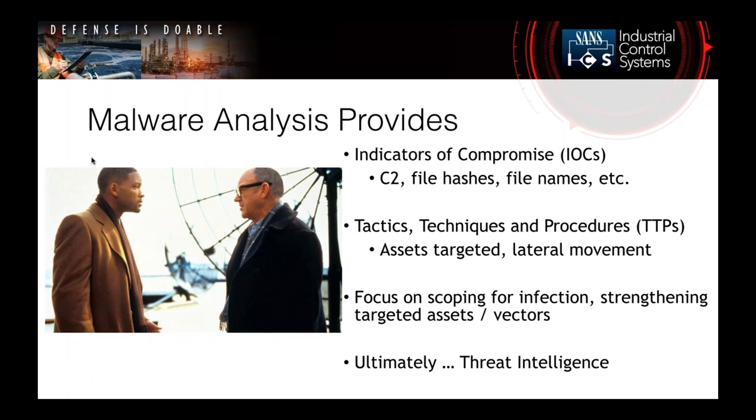Well, it's going to give you things that we talked about with regards to threat intelligence, your indicators of compromise, the IOCs, which are going to be things like your C2s, your command and control IP addresses, for example, that the adversary will use to download additional software, malware, or exfiltrate data out of an organization. So those are going to be key, and that can pop out of malware analysis.